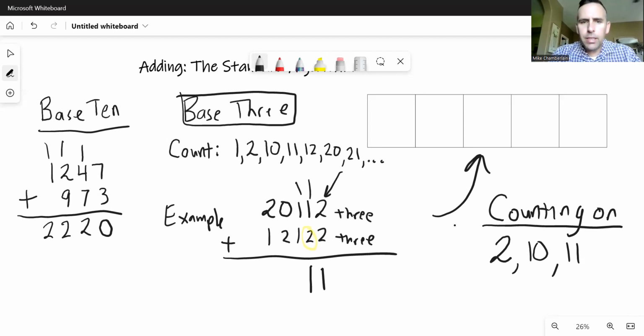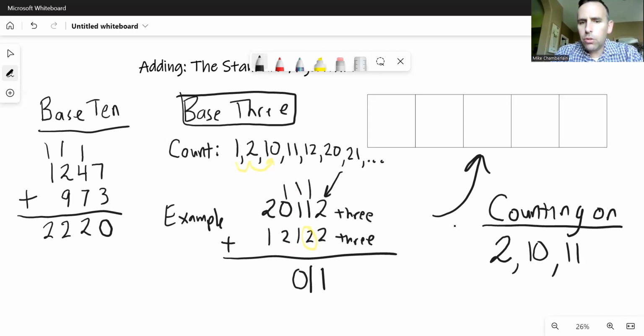Then now in this place, I have 1 plus 1 plus, oops, kind of crossed that out. I was wanting to highlight it. We have 1 plus 1 plus 1. And so if you look at the counting list above, that's just the third number, right? So it's actually 10. So I'll put a 0, carry the 1.